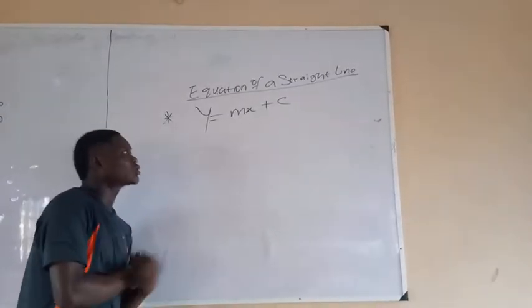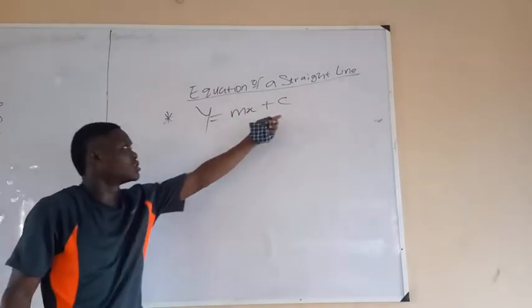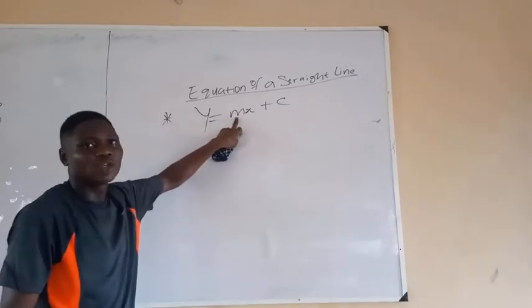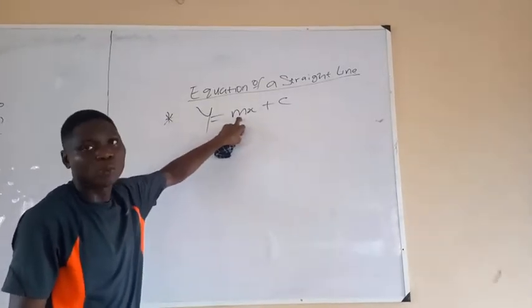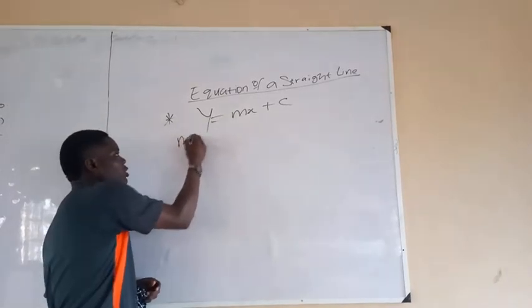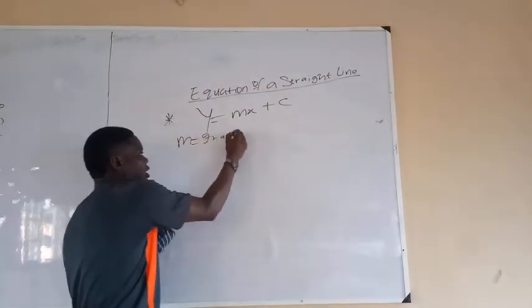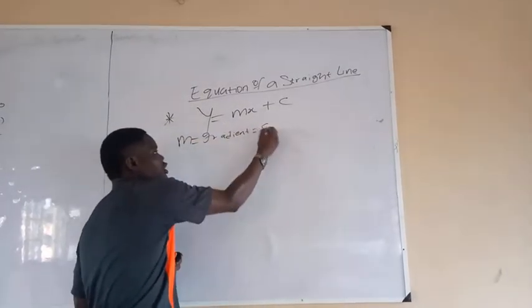Now, you may want to ask, what's this m and what's this c? The m is giving us the gradient of the line. M is called the gradient of the straight line, or you call it slope.